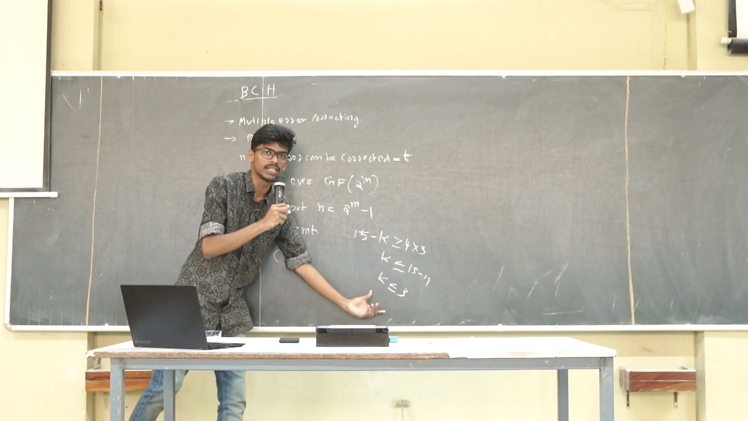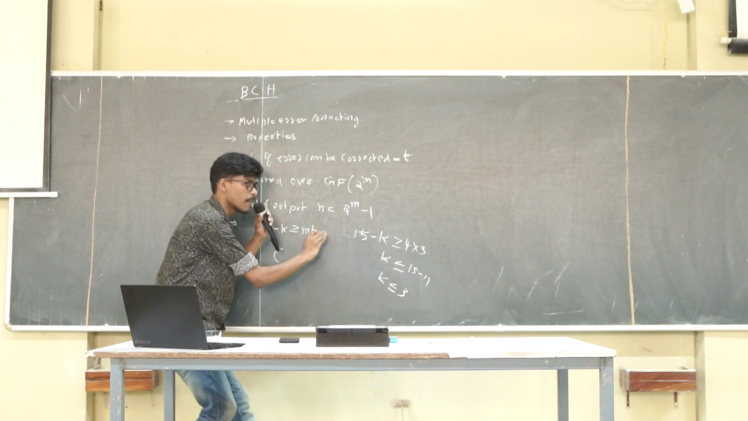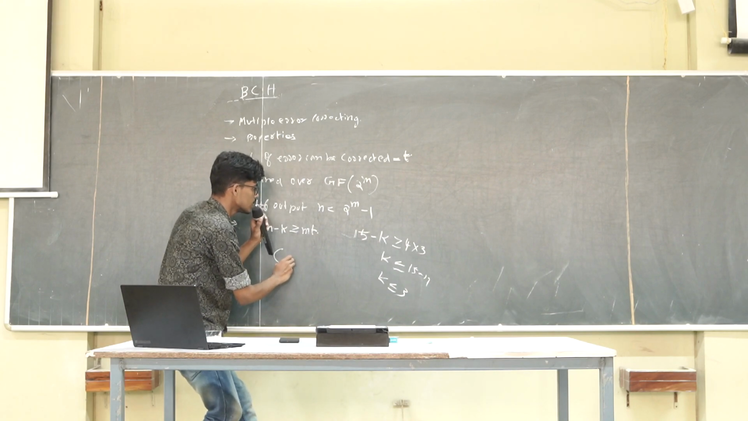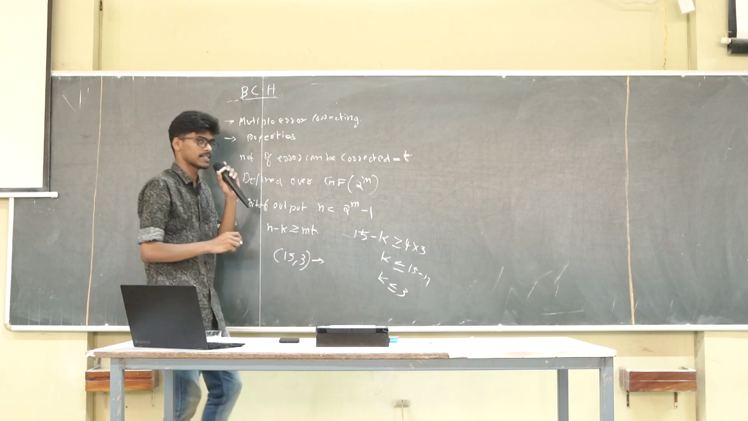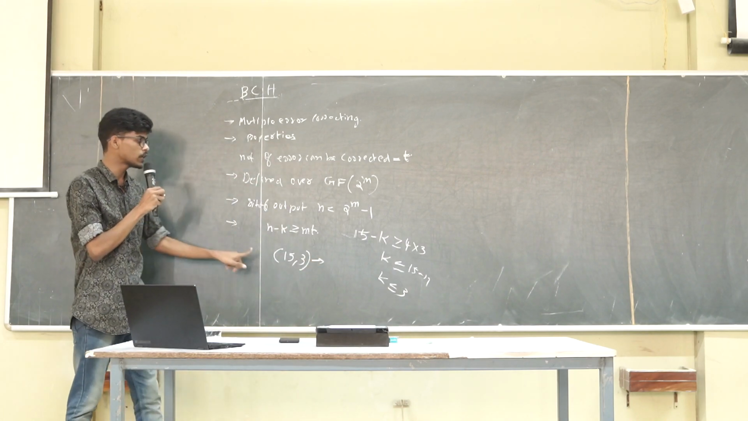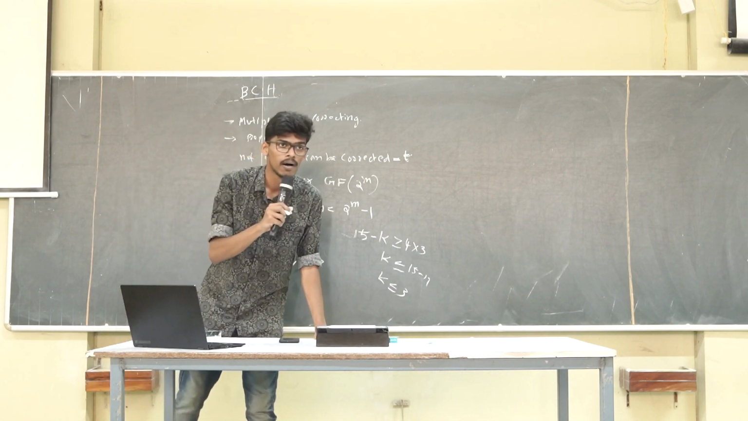K is less than or equal to 3. It is not fixed. So what is the representation? Take out the maximum value. So n is 15 comma 3. It is represented like this. So, 15 comma 3 BCH code. Is it clear? Yes or no?